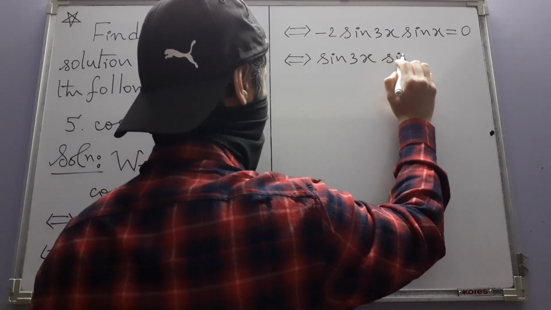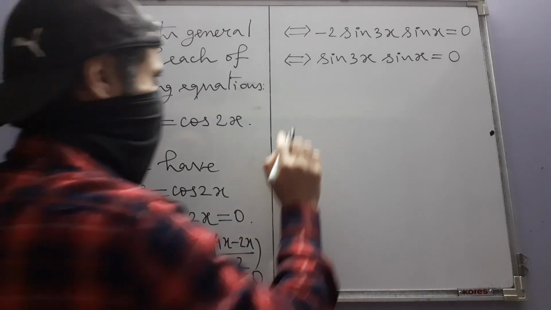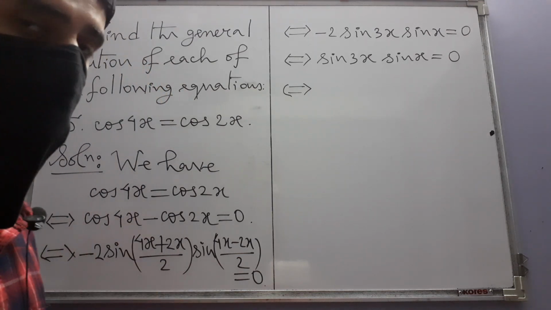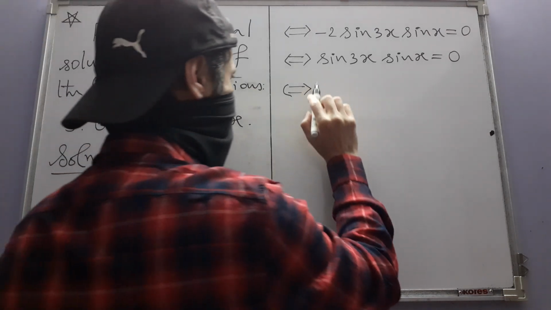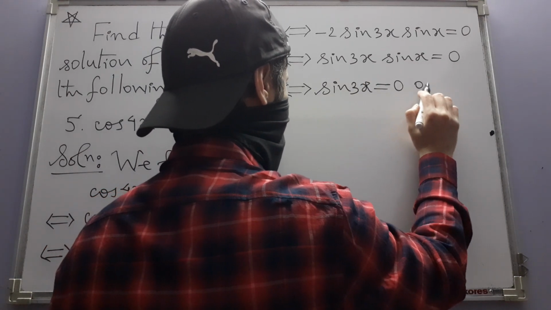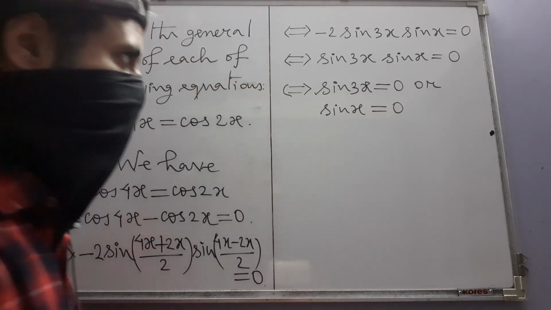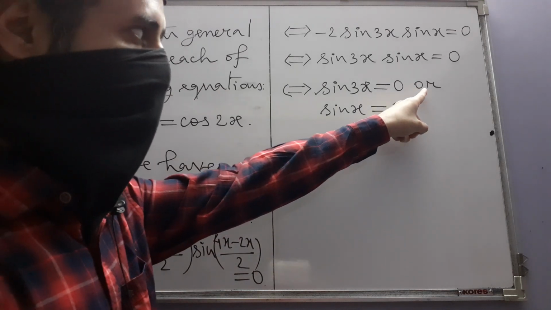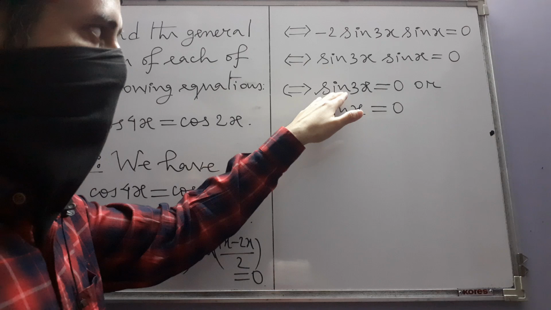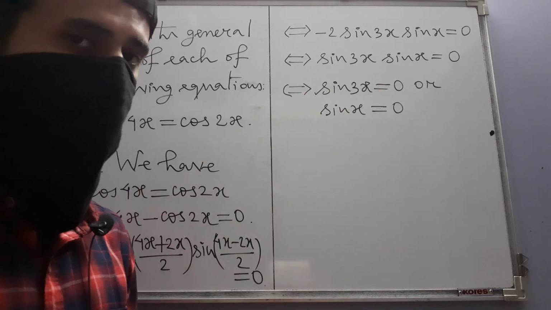Sine 3x times sine x is equal to 0 if and only if... Now the product of these two real numbers is 0. So at least one of them is 0, or maybe both are 0. So sine 3x is 0, or sin x is 0. Again, I am repeating, these things actually are important. Here or includes and. It doesn't mean that either this happens or this happens and they cannot happen simultaneously. No, they can. This is inclusive or.